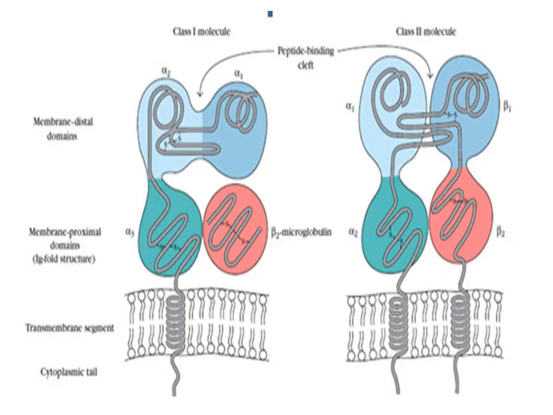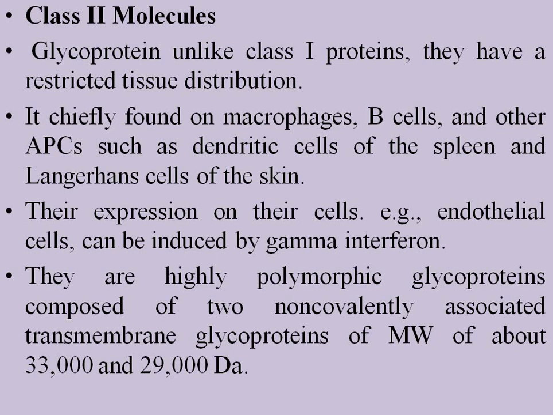So this image also depicts class 1 and class 2 MHC molecules. The class 1 molecule has alpha 1, alpha 2, alpha 3, and beta-2 microglobulin. The beta microglobulin is non-covalently associated with the cell membrane. Then class 2 molecules have alpha 1, alpha 2, and beta 1, beta 2, both associated with the cell membrane. Class 2 glycoproteins, unlike class 1 proteins, have restricted tissue distribution.